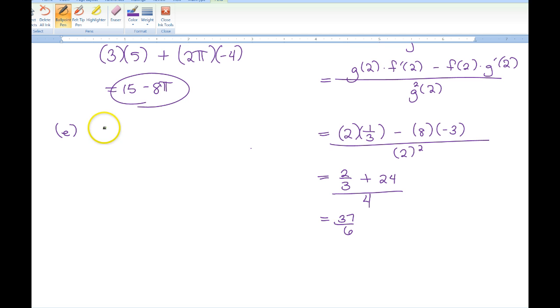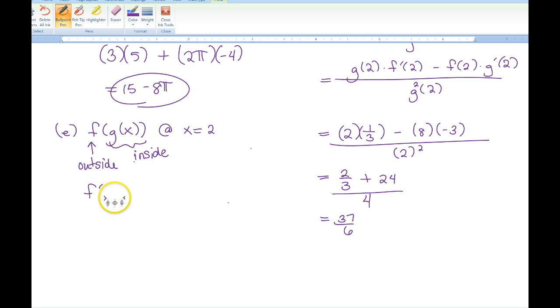E is f of g of x at x equals 2. This is a composition because you have a function within a function. So think of the outside versus inside rule. It's the derivative of the outside, keep the inside the same, times the derivative of the inside. If you look back in your notes, it's the same thing. I put f prime of g of x times g prime of x.